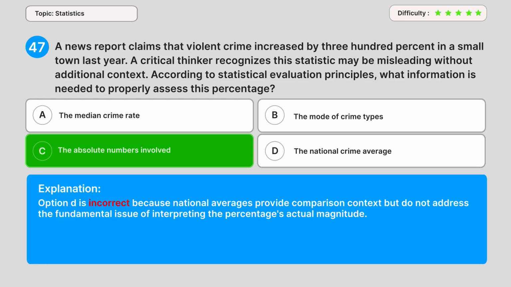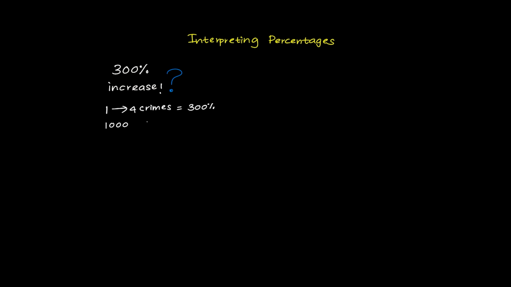A news report claims violent crime increased by 300% in a small town last year. Sounds alarming, right? But a critical thinker knows this statistic may be misleading without additional context. What do you need to properly assess this percentage? The absolute numbers involved. Percentages are impossible to interpret without knowing the actual numbers behind them. A 300% increase from 1 crime to 4 crimes is very different from a 300% increase from 1,000 to 4,000.